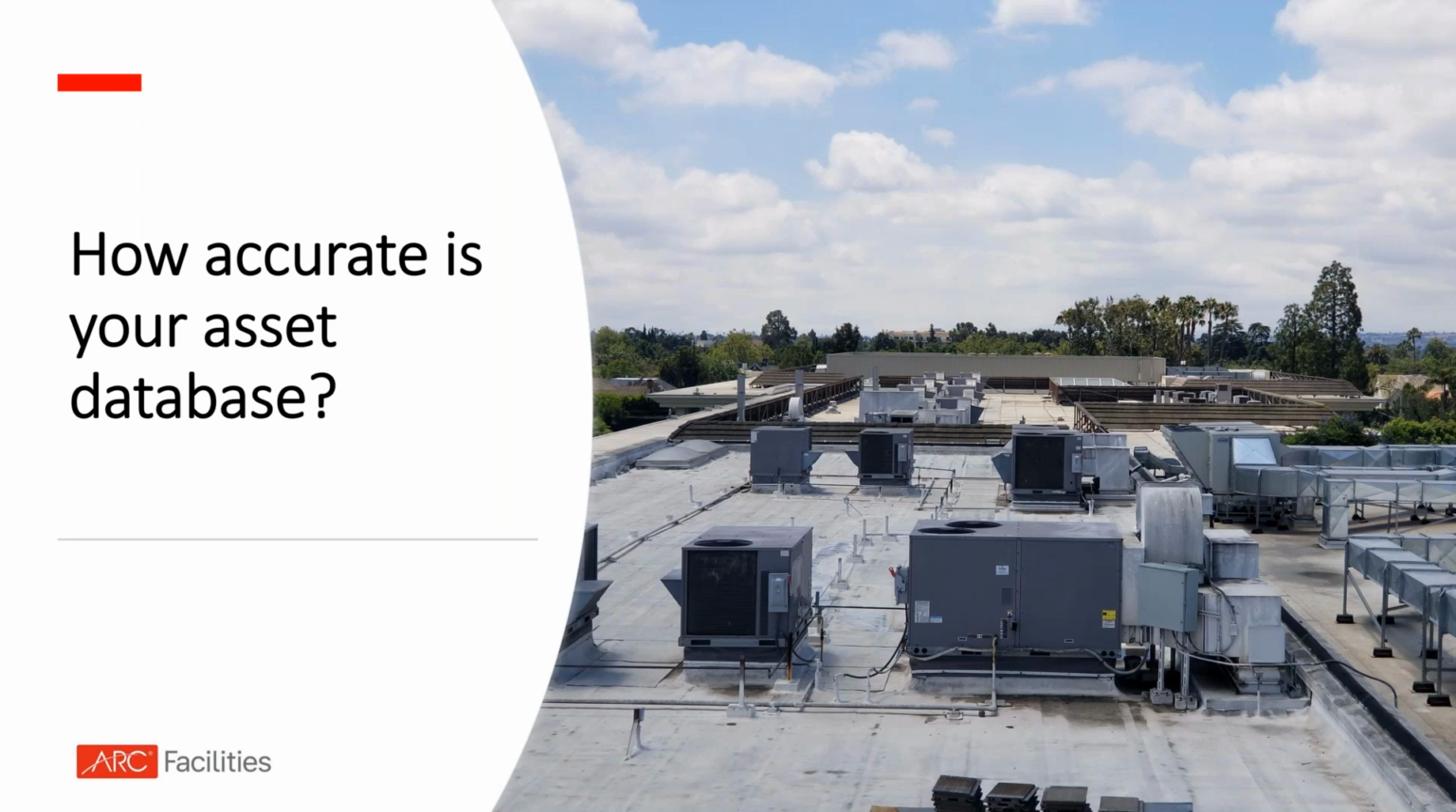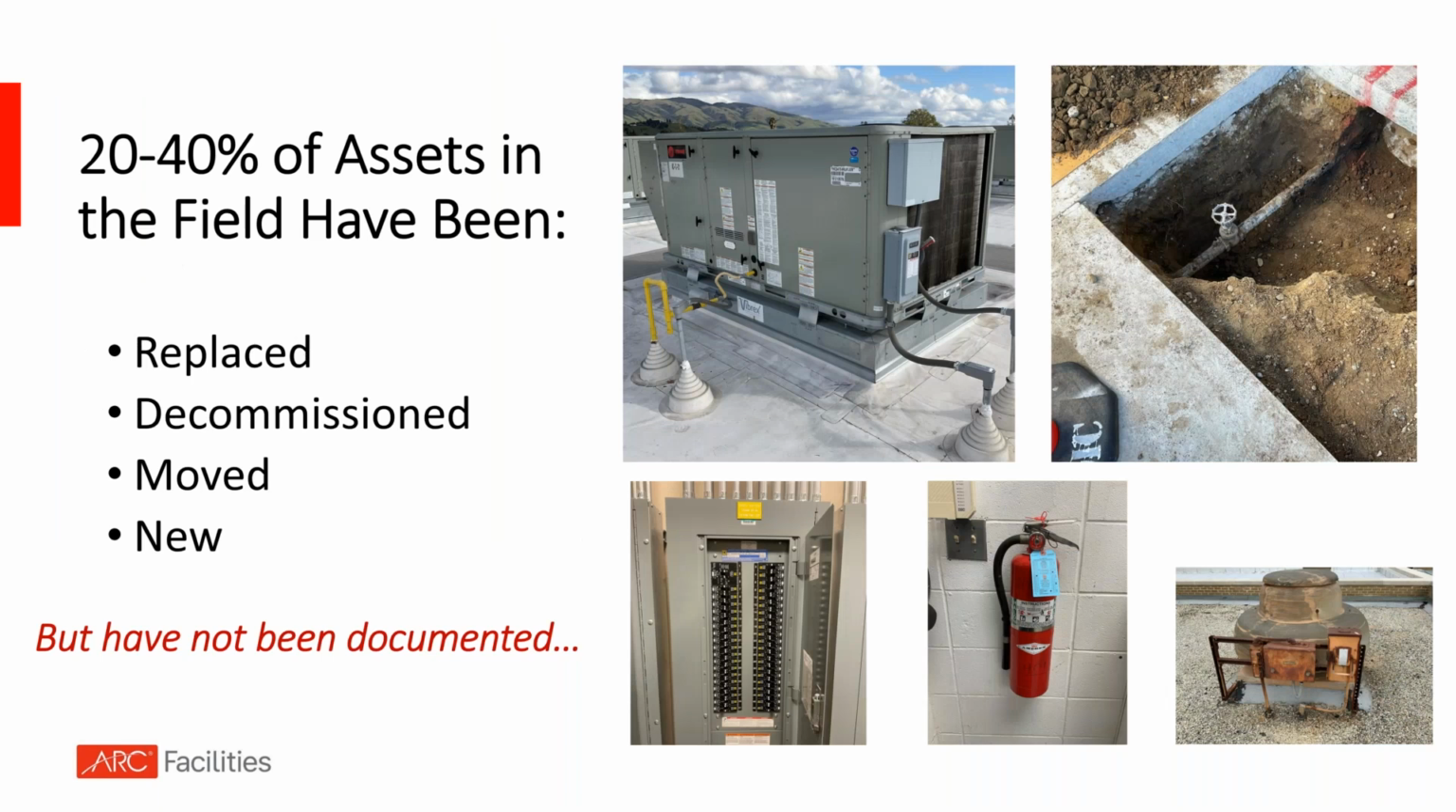So you have to be able to set up an FCA for success. The way you do that is starting to address this. 20 to 40% of assets in the field have either been replaced, decommissioned, moved, or new. But most of the time, those are not all documented, meaning your database can be way off. 20, 40% is what I hear all the time. And then usually I call it the palms up effect. It's the how accurate is your database? They hold their hands up in the air, palms up. I have no idea, because they're not on top of it.